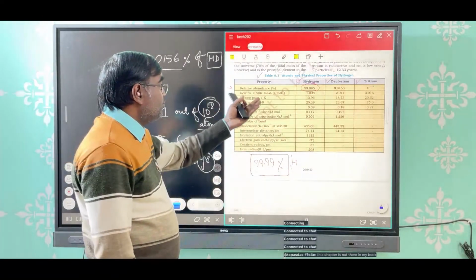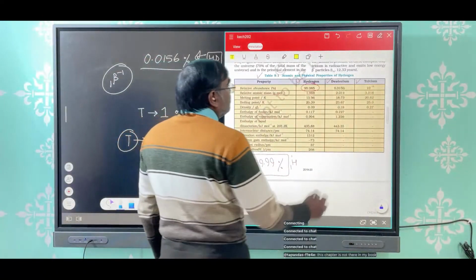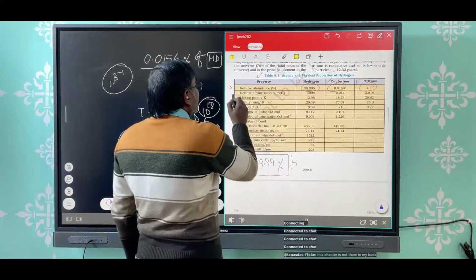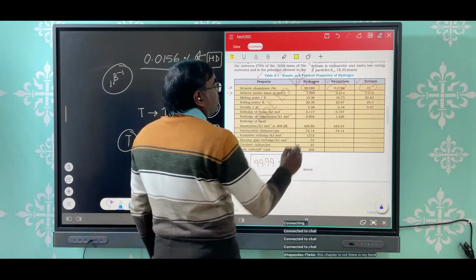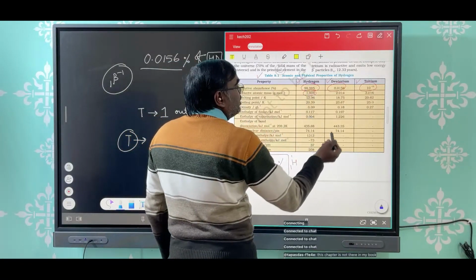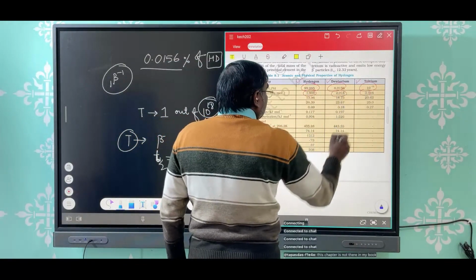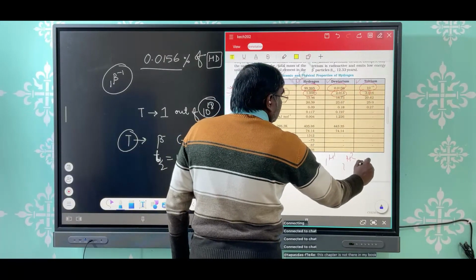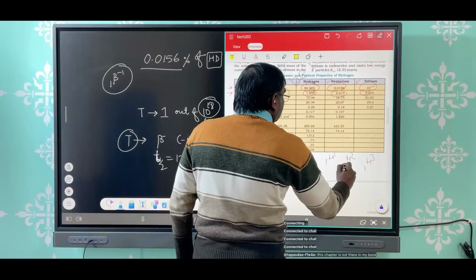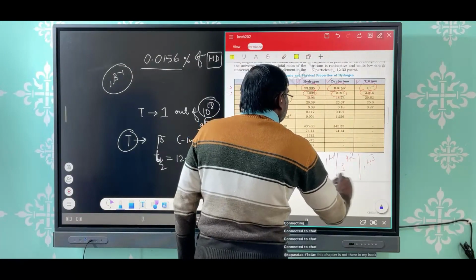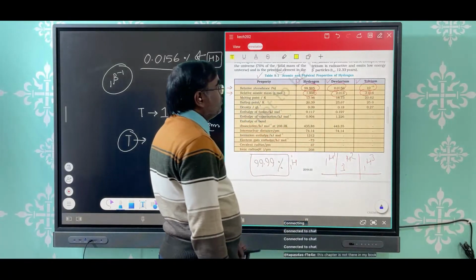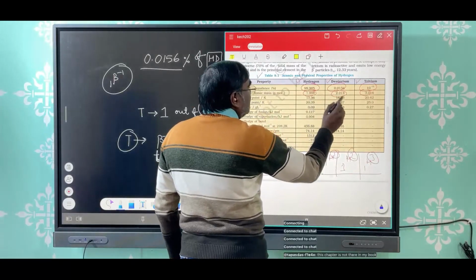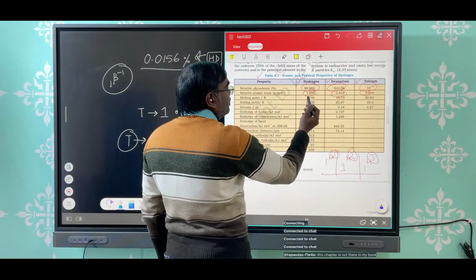99.99 is protium. Deuterium is 0.156 and tritium is 10⁻⁵. Relative atomic mass: the atomic mass of the first is 1, the second is 2, the third is 3. That is why we have 1H1, 1H2 and 1H3. That is because of this only, right? So this is the atomic mass. In round figures we have written 1, 2, 3.